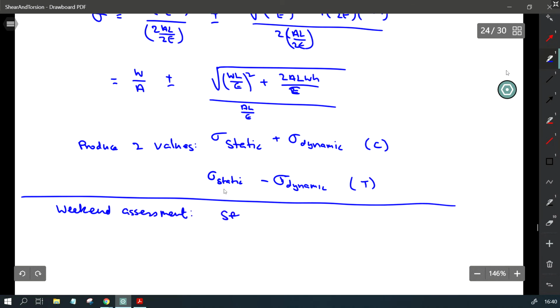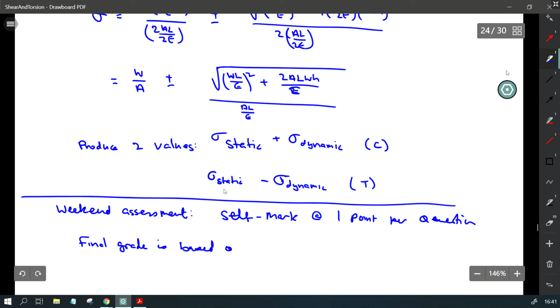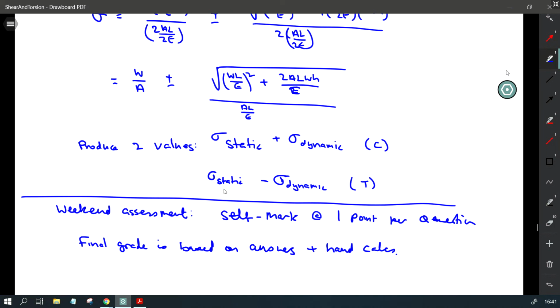It'll self-mark, and it'll give you 1 point per question, as far as I know. What you see there is not the final answer. So the final grade is based on the answers plus the hand calculations. Okay, and as said beforehand in the email, no hand calculations means no grade.